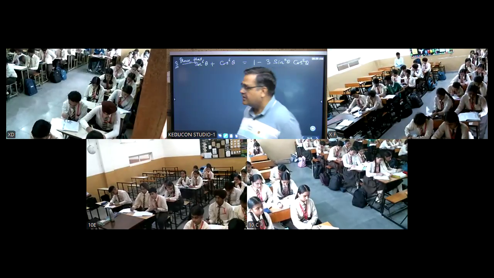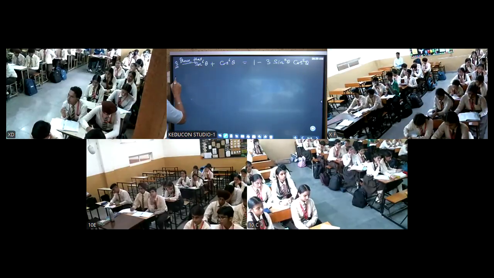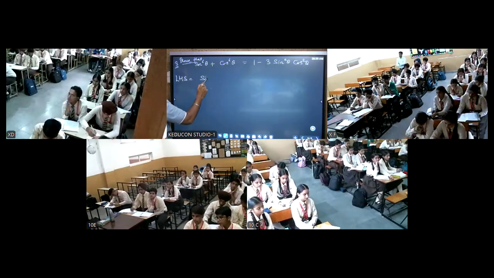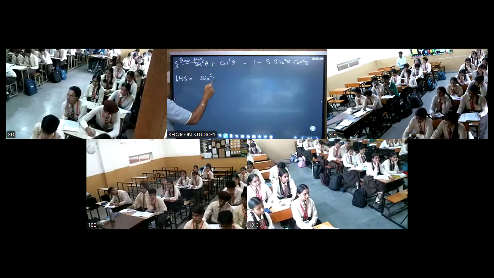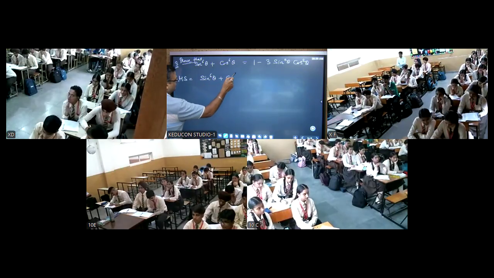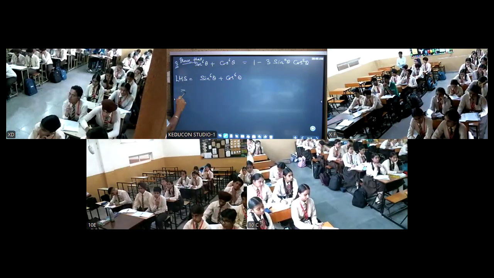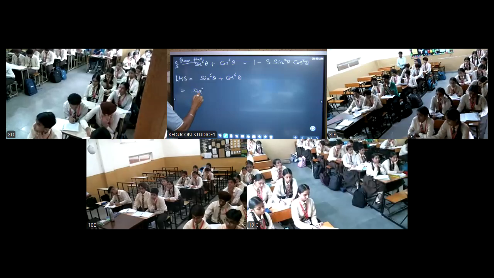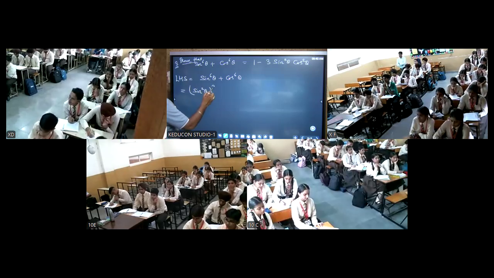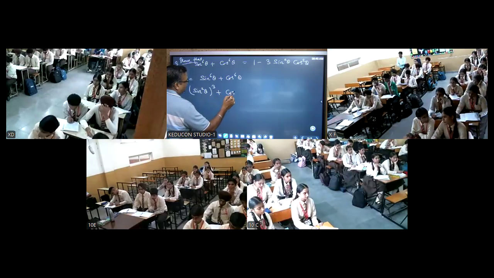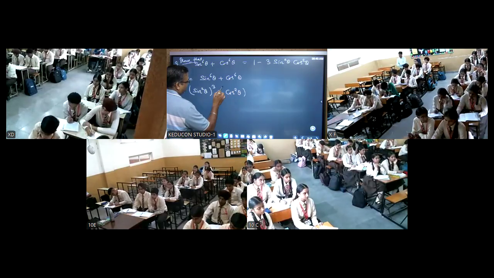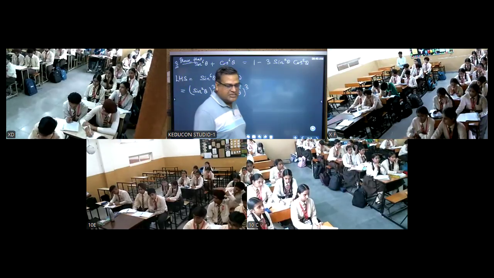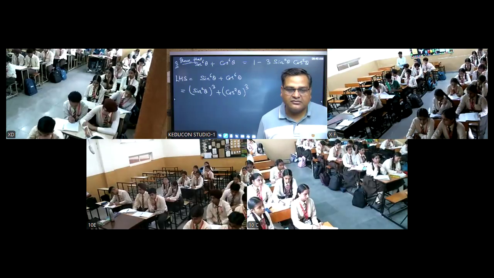Yes students, just have a look at how to do it. We have to take the left hand side, which is sin 6 theta plus cos 6 theta. Now what we have to do? Can we write this as sin square theta whole cube plus cos square theta whole cube? Can we write like this? Yes or no? Yes, sir.